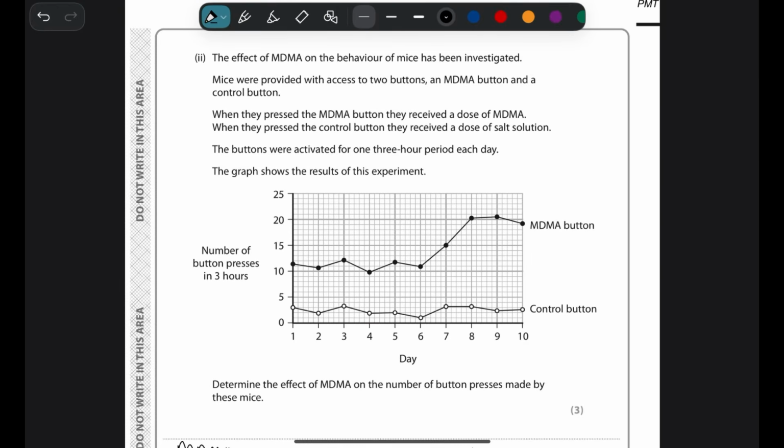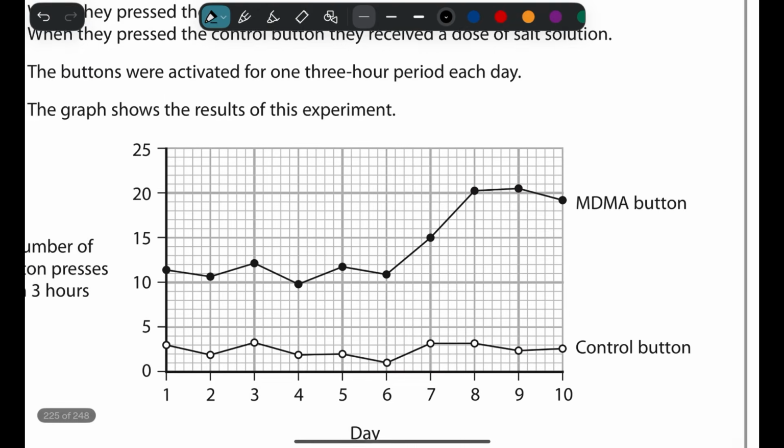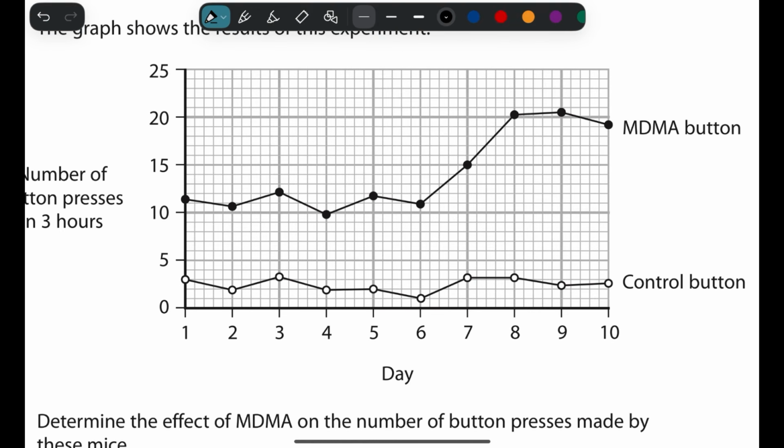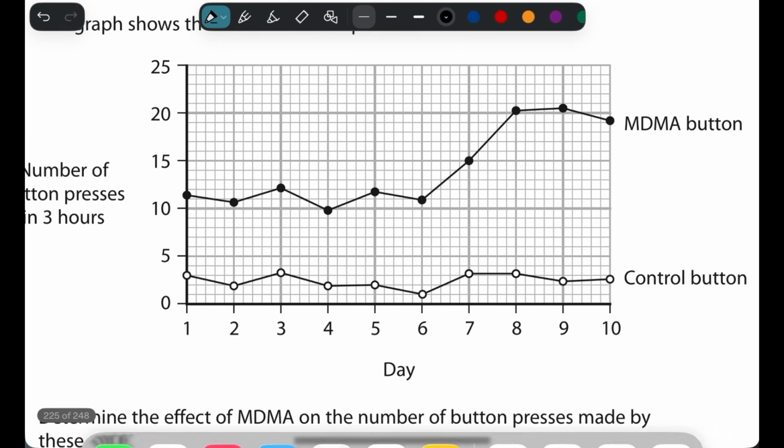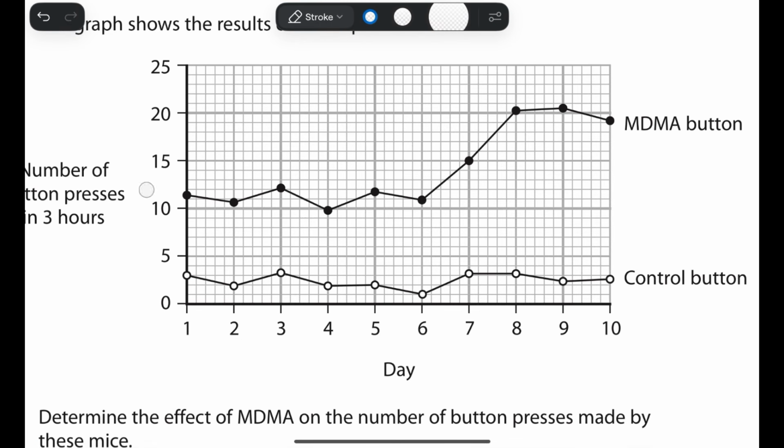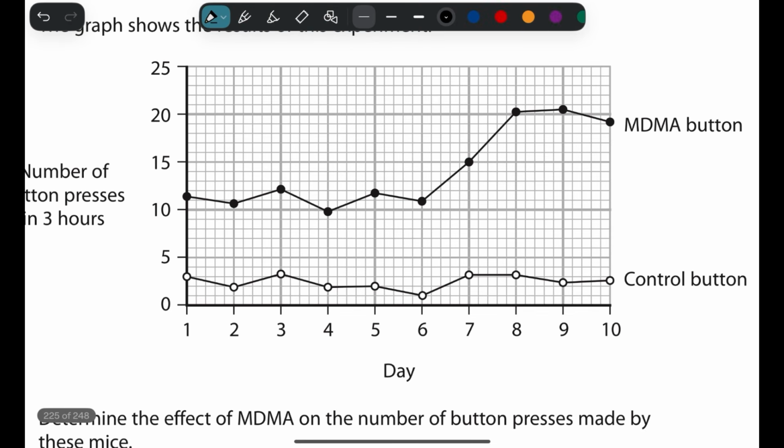Okay, so we're doing a bit of a practical, and we're looking at MDMA and the behavior of mice. Cool. They've got an MDMA button and a control button. With MDMA, they get a dose of MDMA, and with the control, they get some salt. So we've seen the results here, and our job is to determine the effect of MDMA on the number of button presses. When I'm initially looking at this data, we just need to think about what stands out to us. So we can clearly see, first of all, that with MDMA, they're pressing the button more than the control. Cool. I can also see from day 6, we see a big increase in the number of button presses with MDMA. And those are kind of the major findings, I would say.